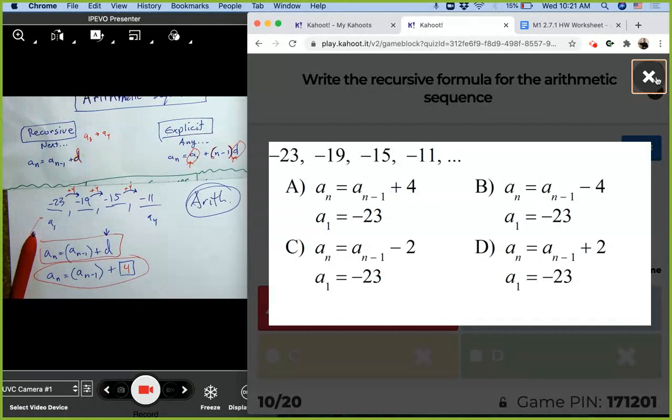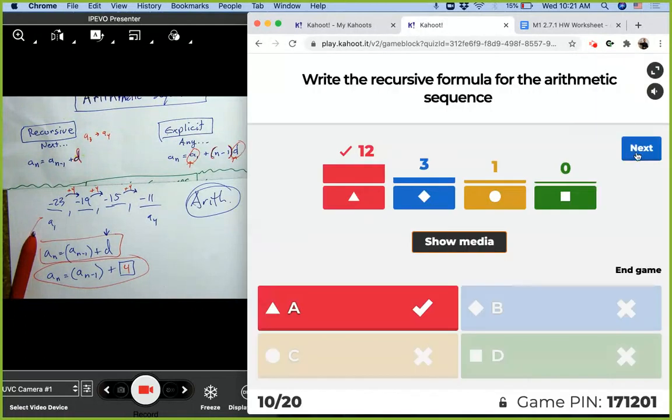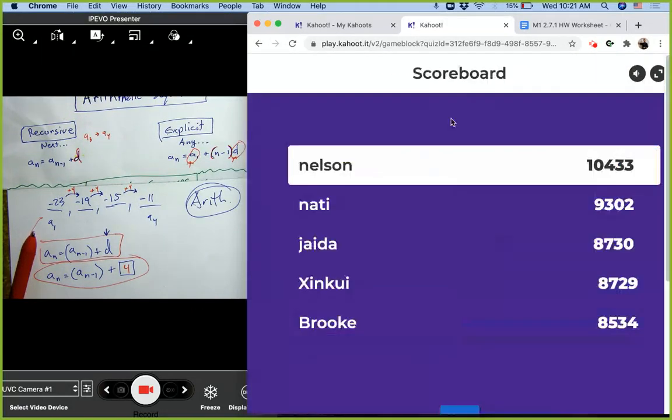All right. Whoa. Dylan on the board. All right. All right.